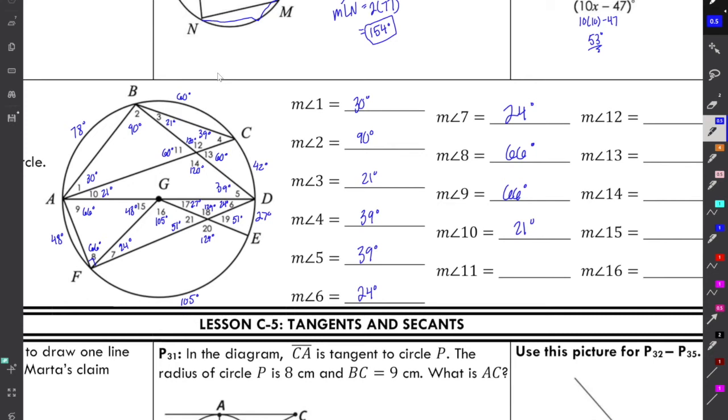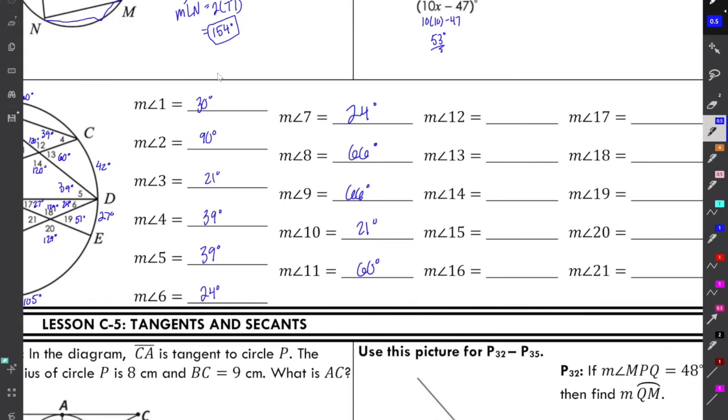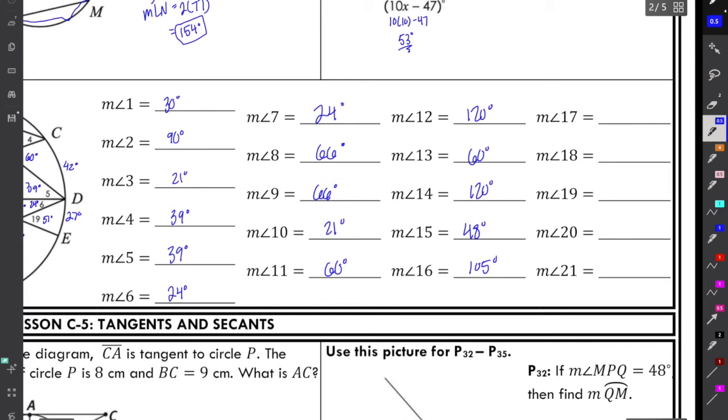11 was 60 degrees. 12 was 120. 13 was 60. 14 was 120. 15 was 48. 16 was 105. 17 was 27. 18 was 129. 19, 51. 20 was 129. And then 21 was 51 degrees.